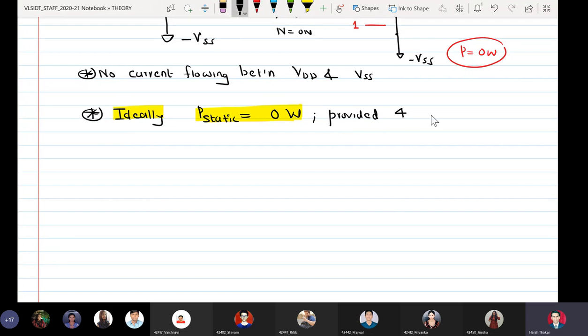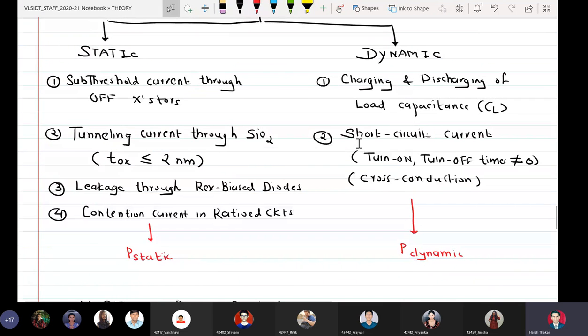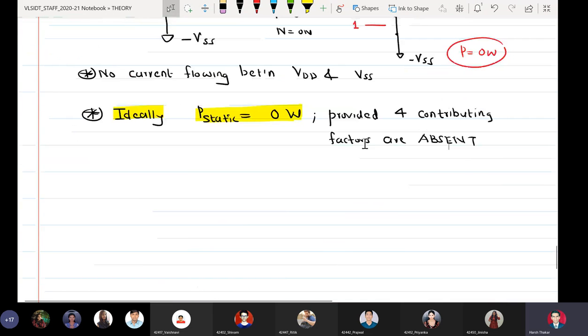provided the 4 contributing factors are absent. So static power dissipation is 0 provided the 4 contributing factors, that is subthreshold current through off transistors is 0. There is no tunneling current through the gate oxide layer. There is no leakage through reverse bias diodes, and there is no contention current in ratioed circuits.